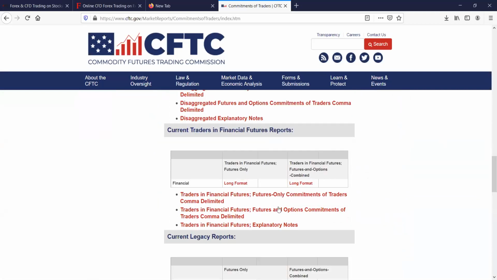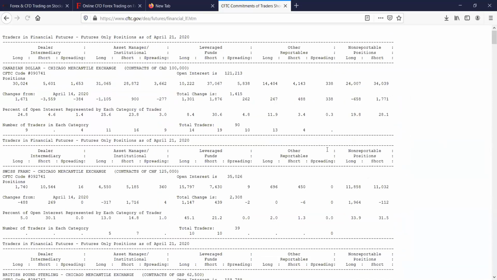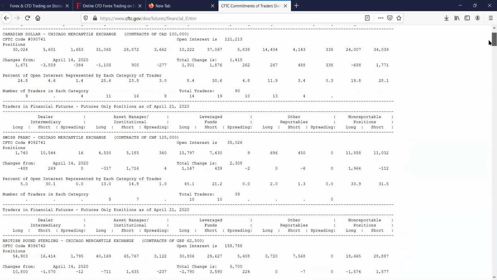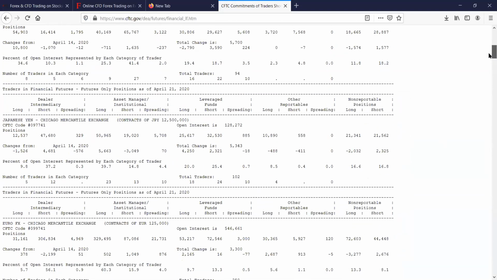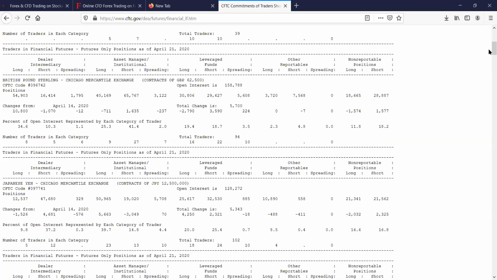So all those that want to see where I find the COT report, you can find it at the CFTC, www.cftc.gov. It stands for Commodity Futures Trading Commission. That's what it stands for. So if I look for pound, I've got pound sterling here.